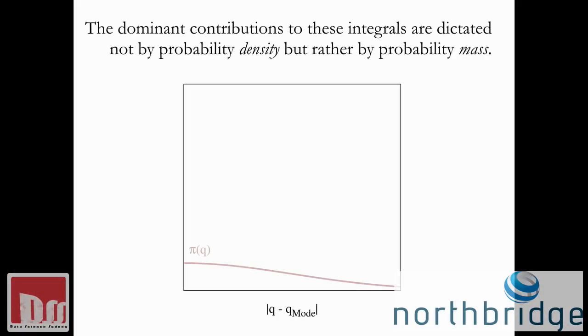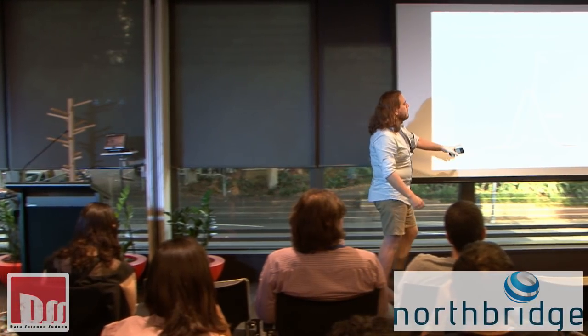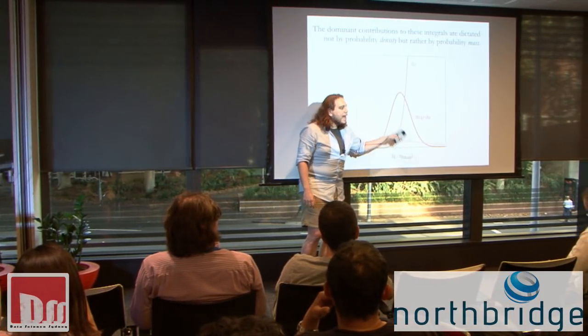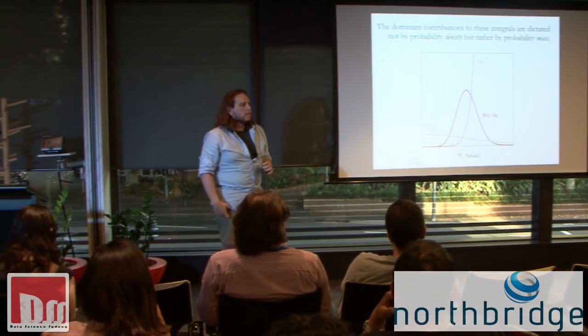So the problem here is that while the density is concentrating around the mode, the volume is concentrating very far away from the mode. And I'm getting these two different contributions that are in tension with each other. The right abstraction here is not thinking about density alone. It's not thinking about volume alone. It's thinking about their product, right? It's not just pi or dq, it's pi dq. That's what matters. That's what defines a contribution to an integral.